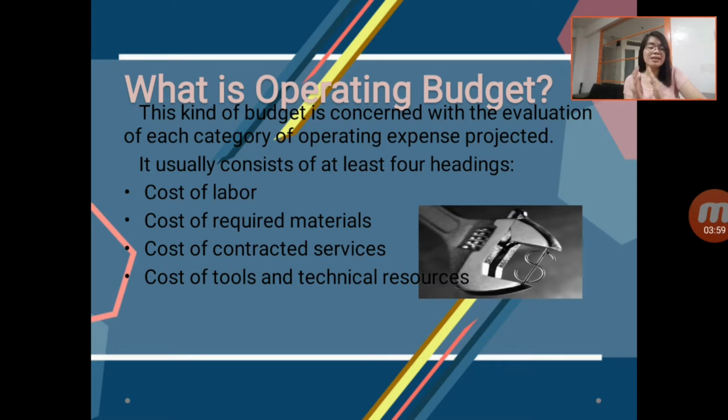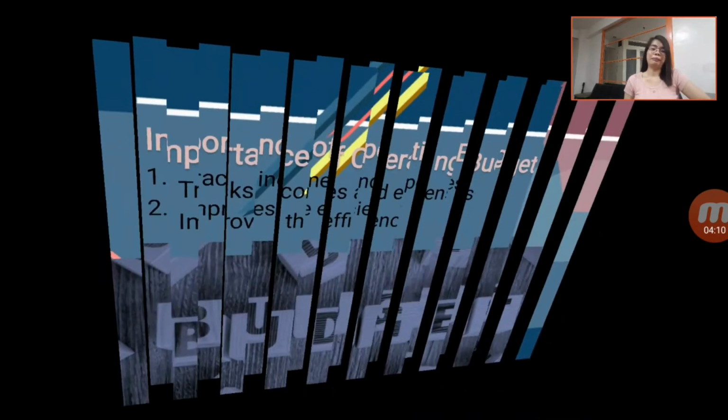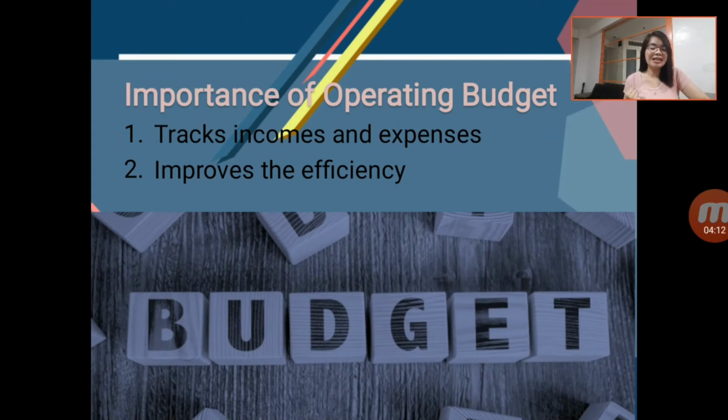Now let's discuss why it is important to have an operating budget in an organization. There are broadly 2 important reasons. The first one is that it tracks incomes and expenses. The operating budget helps in keeping track of the income and expenses. It controls the expenses while it also encourages workers to work hard and achieve the ambitious target of sales. This is the best way to track if the business or the company is earning or losing.